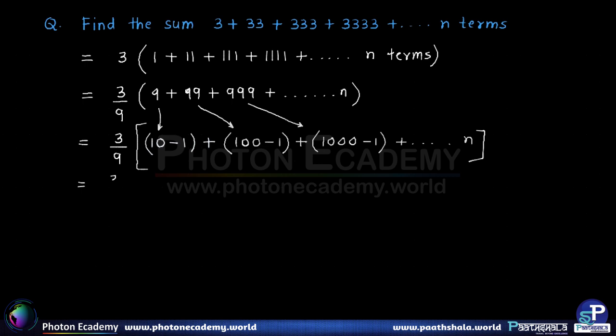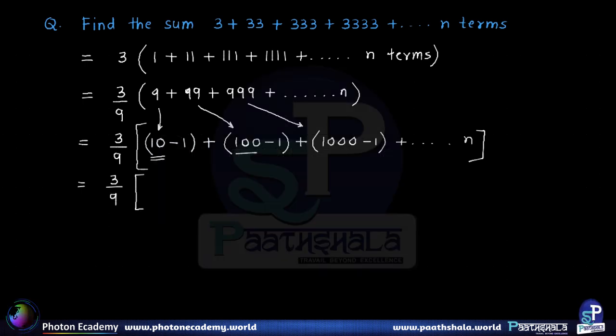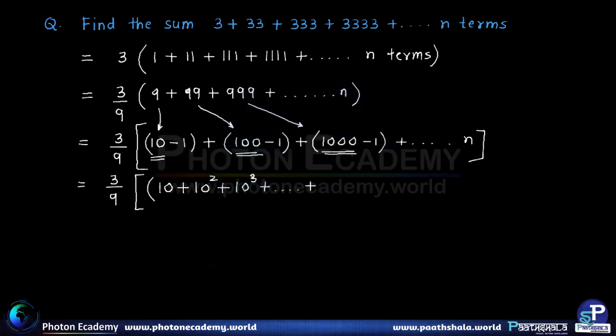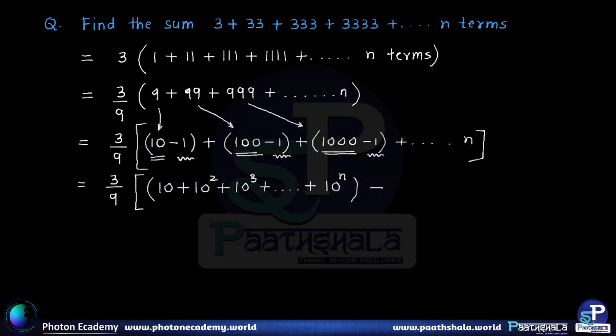Now here what we do is, we have 3 by 9 into bracket. Let us collect all the powers of 10 in one bracket. So we will have 10 plus 100, which I can write as 10 square, plus 1000, which is nothing but 10 cube, and so on. Since we have n terms, the last power will be 10 raised to n, right? And from that, minus, if you look at the remaining minus 1's, there will be minus 1 occurring n times. So therefore that will be nothing but minus n, right?